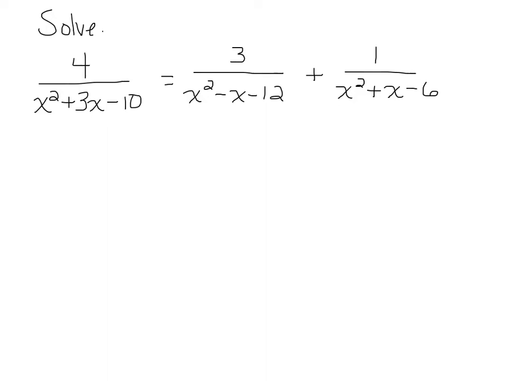In this example, we're going to solve a rational expression. Here's the strategy. We're going to get common denominators, and then once they all have the same denominator, we can set the numerators equal to each other. So the first step is going to be factoring each denominator to find that common denominator.